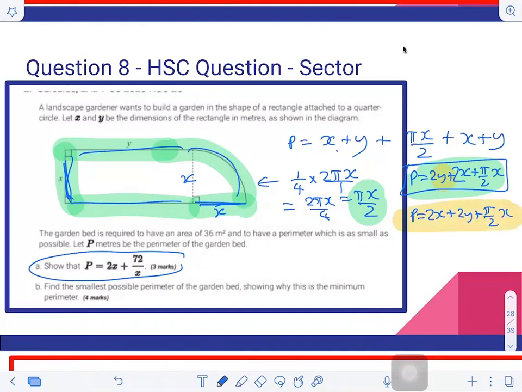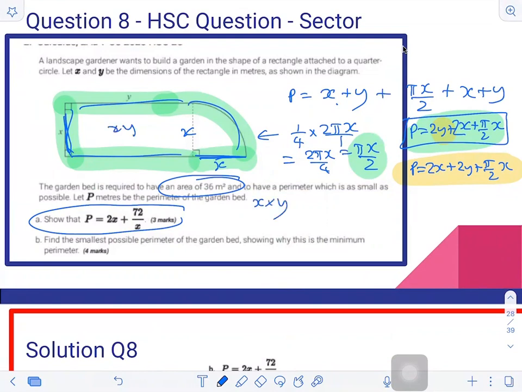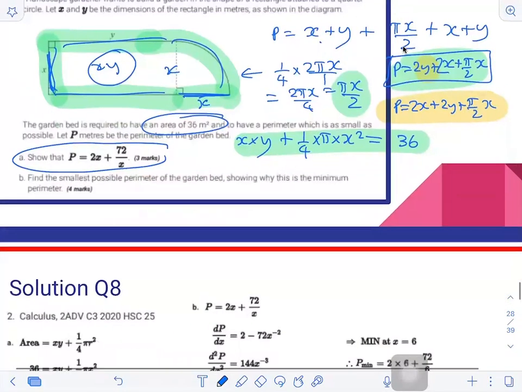Okay, so you've got your perimeter. That's all good. So I've got it in terms of y. So what other information have they given you? They've given you the area. So the area is 36. So that means that one area is x times y, that's that part, plus 1/4 times pi times r squared. That should equal 36. Okay, so we're going to use this information to help us get something for y.